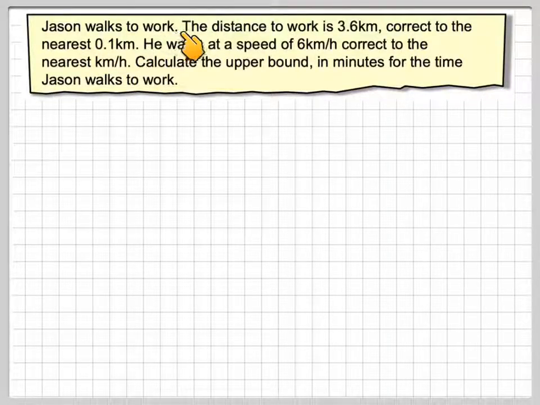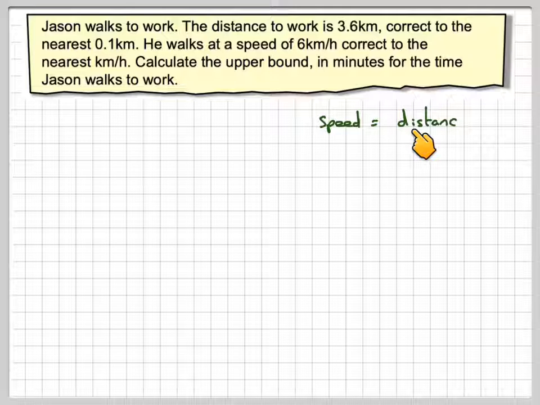Jason walks to work. The distance to work is 3.6 kilometres, correct to the nearest 0.1 of a kilometre. He walks at the speed of 6 kilometres per hour, correct to the nearest kilometre per hour. Calculate the upper bound in minutes for the time Jason walks to work.